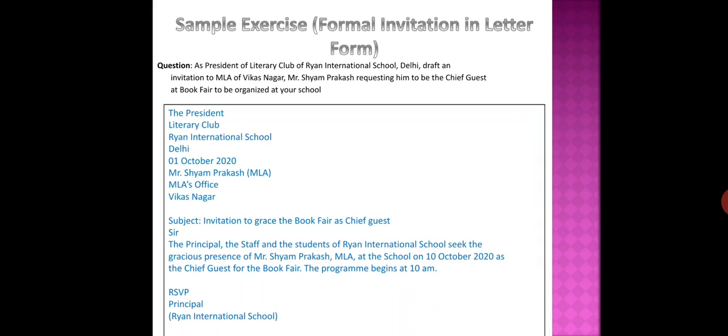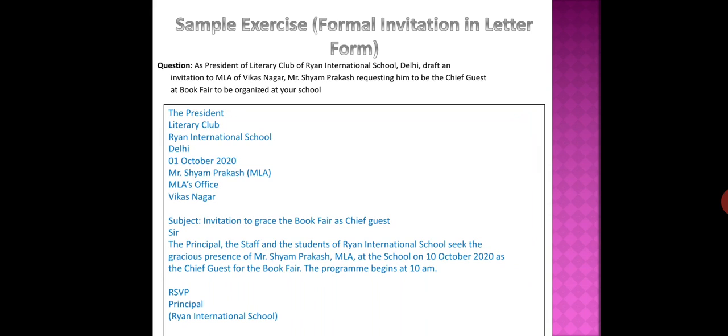Sender's address on the top, then date, and then receiver's address. We have included the name of the receiver in the receiver's address. Then subject is something very usual. Now, as we discussed, that formal invitation is to be written in third person. That is why it is not mentioned that we invite you. Instead, it is mentioned that the principal, the staff, and the students invite Mr. Shyam Prakash, MLA. So that is how formal invitation is to be written in third person.